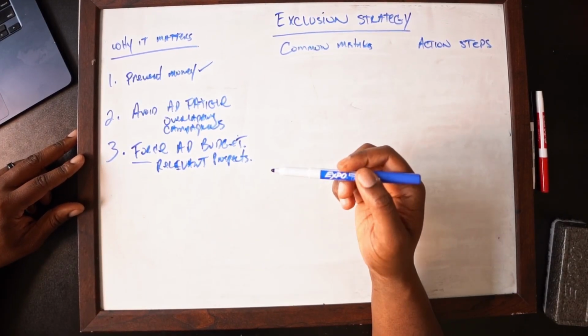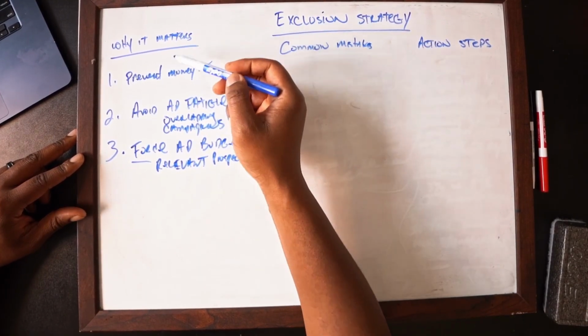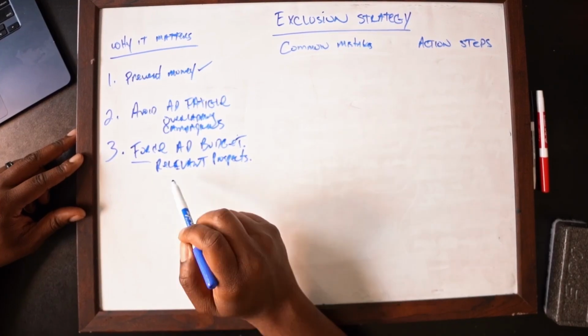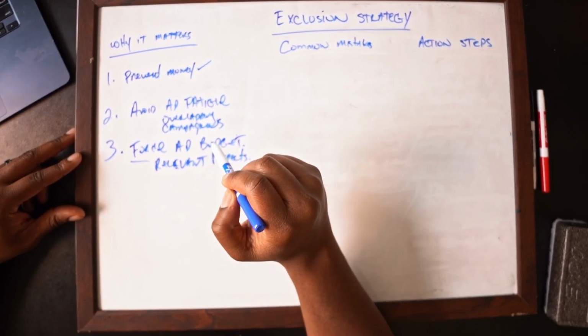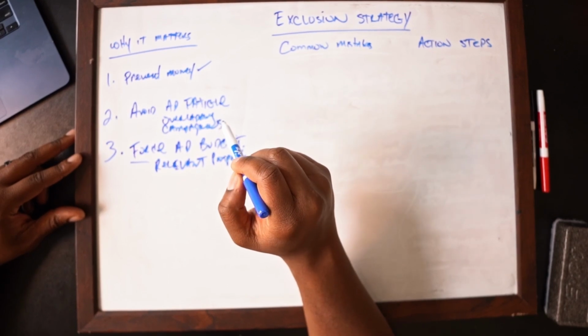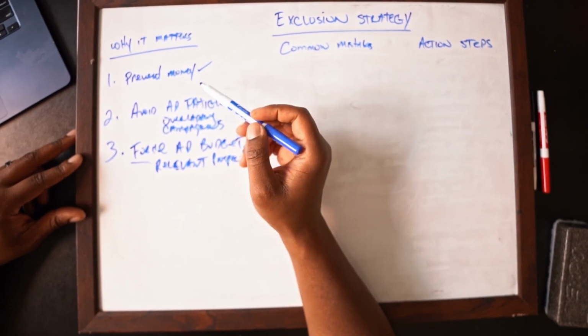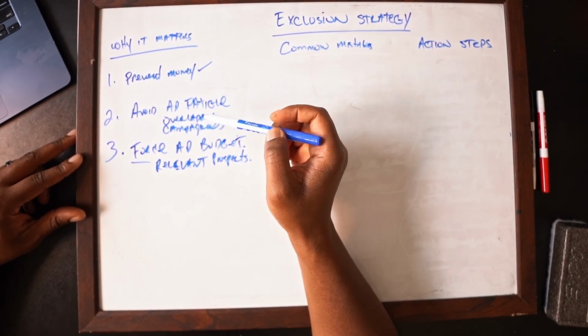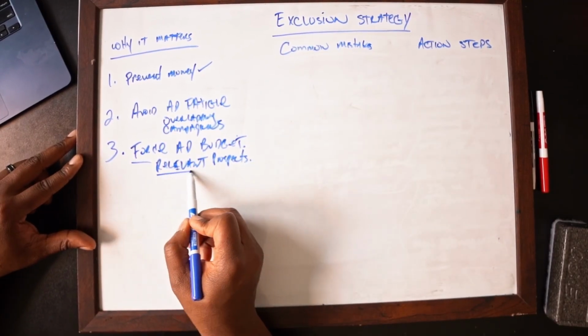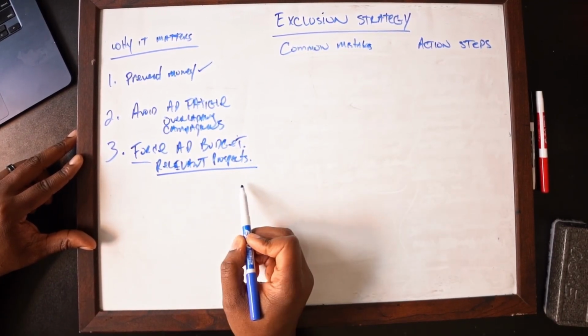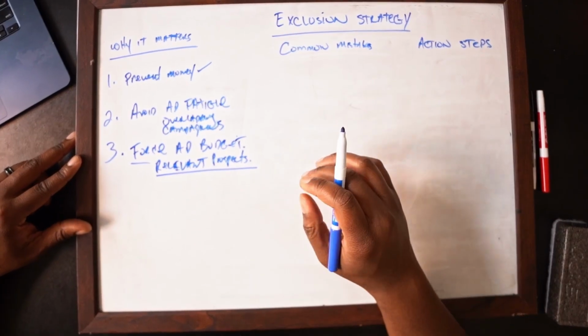So we went over the three things on why exclusion strategy matters, why you shouldn't get lazy, why you shouldn't just tap out and do the basic strategies. You want to prevent the ad fatigue, and you don't want to force the ad budget. You want to show your ad to relevant people. All right, let's get into some of the common mistakes, so I want to make sure that you avoid them.